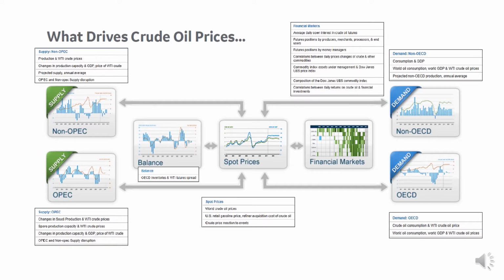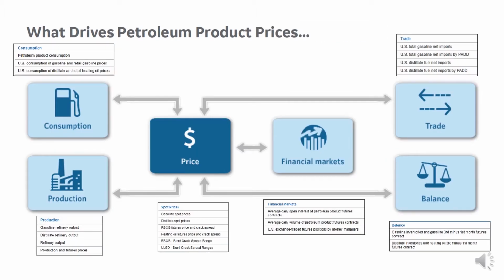As per the report of the Energy Information Administration, the main drivers of crude oil prices are the supply from the OPEC and non-OPEC countries, the demand from OECD, which is Organization for Economic Cooperation and Development, and non-OECD, financial markets, and balance. Petroleum product prices are driven by consumption, production, trade, balance, and financial markets.